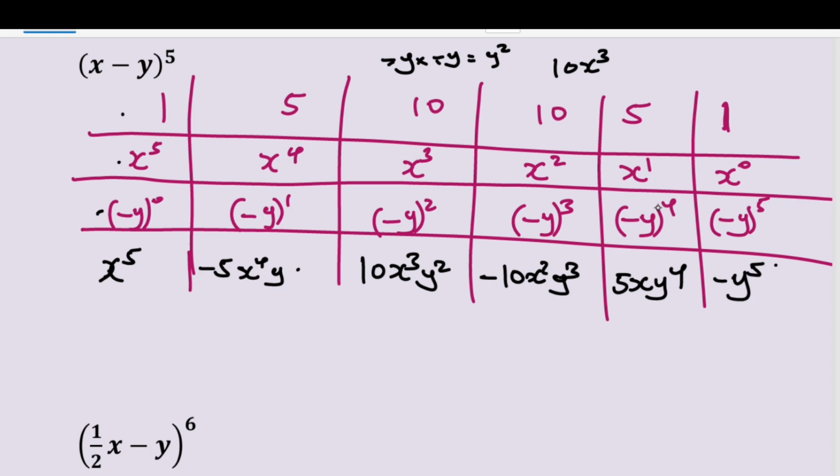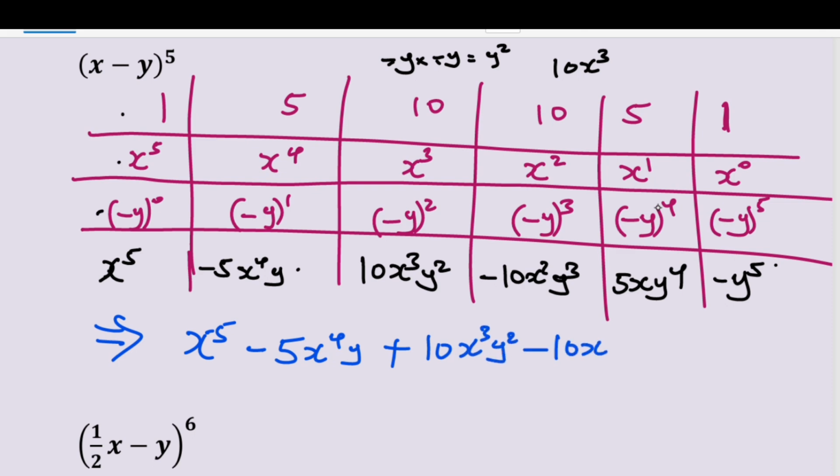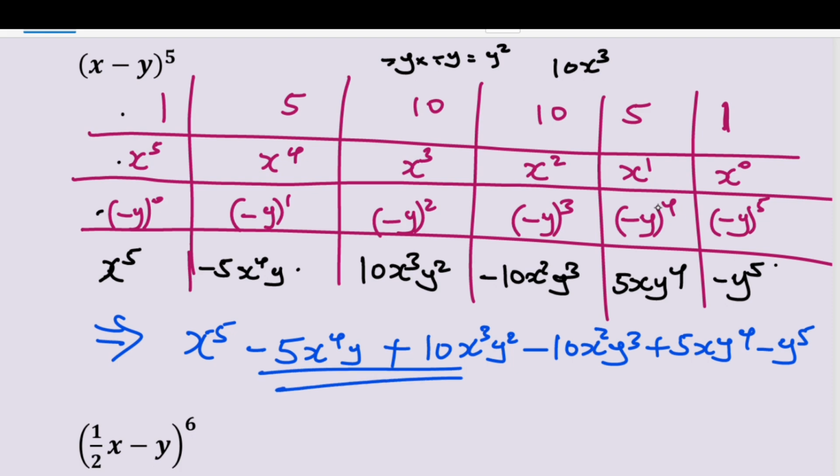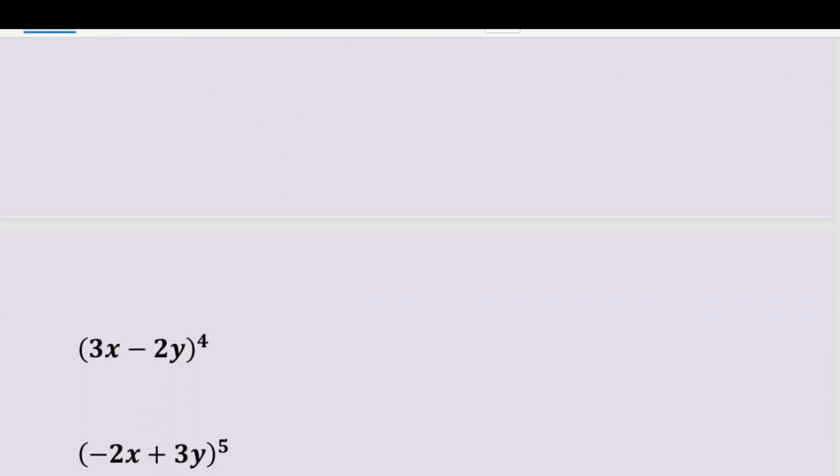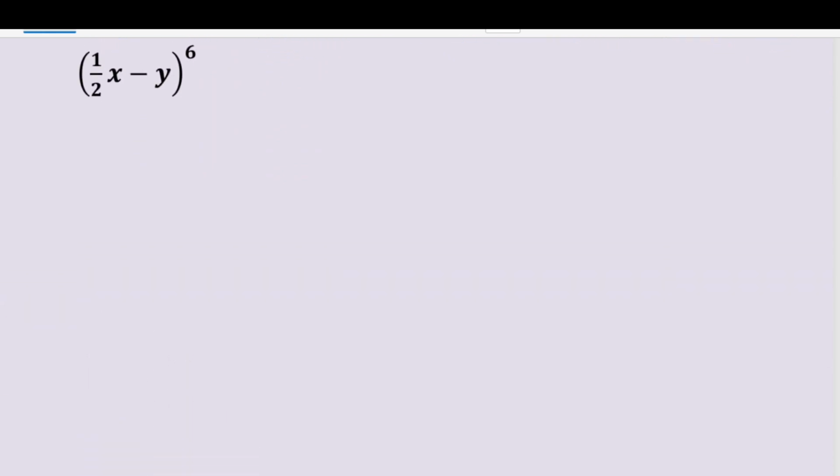So the final answer therefore is x power 5 minus 5x power 4 y plus 10x cubed y squared minus 10x squared y cubed plus 5x y power 4 minus y power 5. This is the correct expansion. Let's do the last one, and then you will pick the other three to practice.